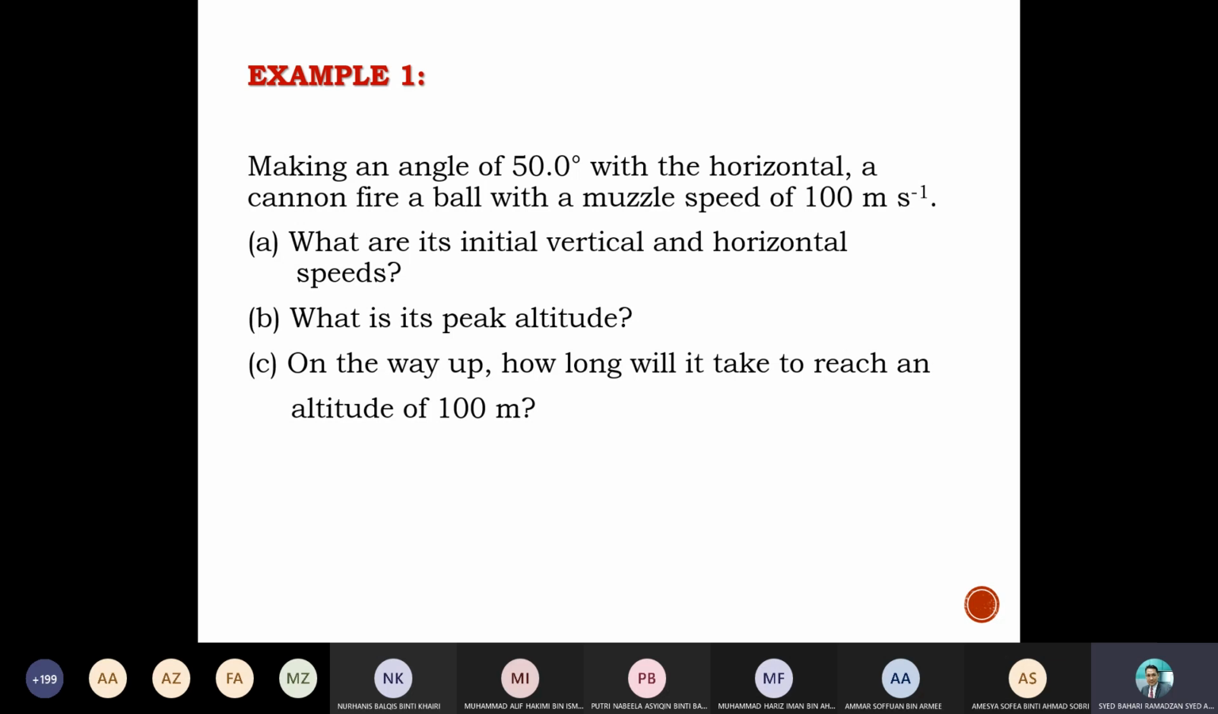Okay, so we look at the exercise or simple example. It's quite simple, just straightforward. The question: making an angle of 50 degrees with the horizontal, a cannon fires a ball with a muzzle speed of 100 meters per second. What are the initial vertical and horizontal speeds? You just use either cos or sine. And what is its peak altitude? Peak altitude is the maximum height, so that's the h from before. And then on the way up, how long will it take to reach an altitude of 100 meters? So this is time: what is the time used before it reaches the maximum point?